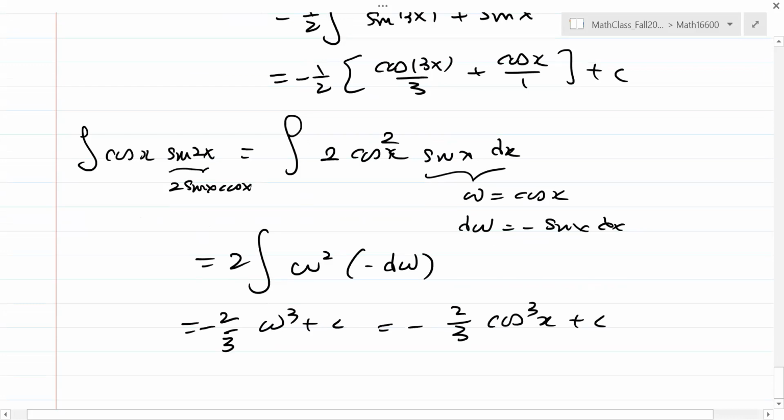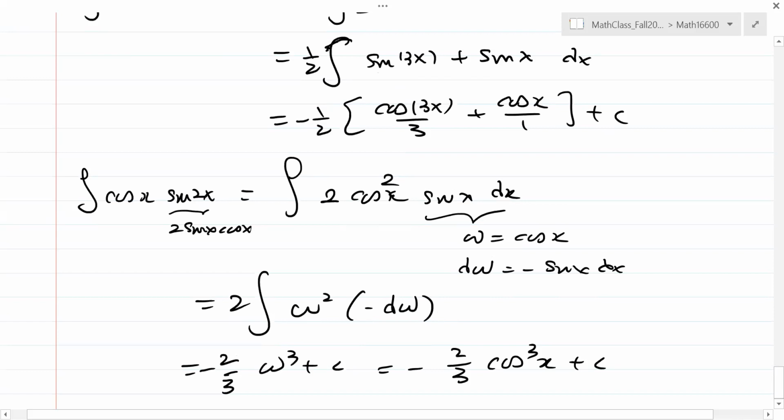So when you come out from the class and compare your answer with a classmate's answer, you might say, oh, how come I did only 1 term and you have 2 terms, cosine 3x over 3? Okay, so you'll be scared, right? But those two are the same answers. It's just a different way to solve the problem.